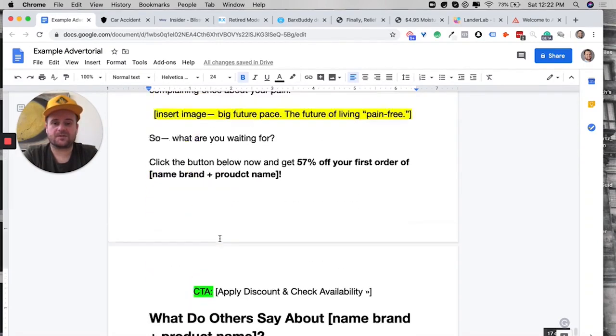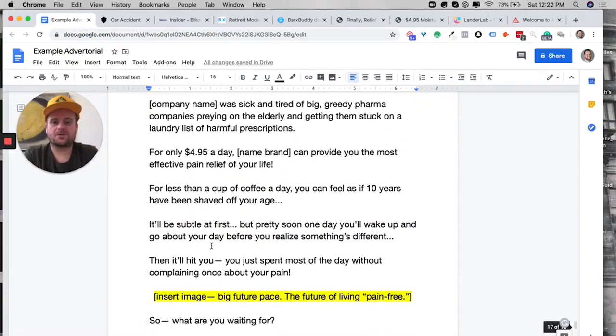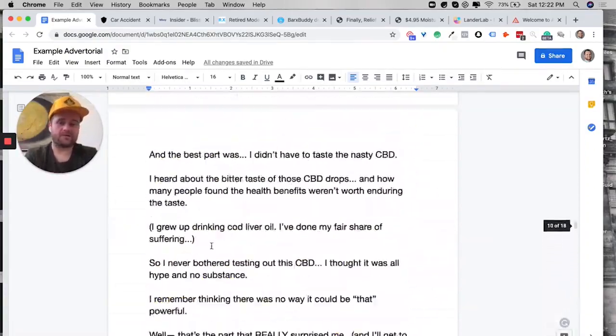And that's it. And of course, the sources. So I have a CDC source down here. So that's how I write the advertorials.